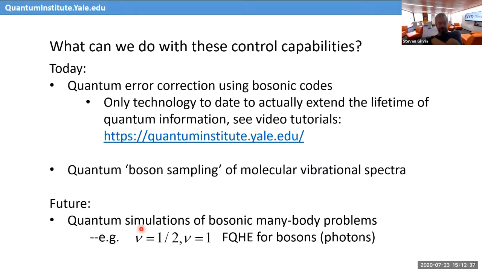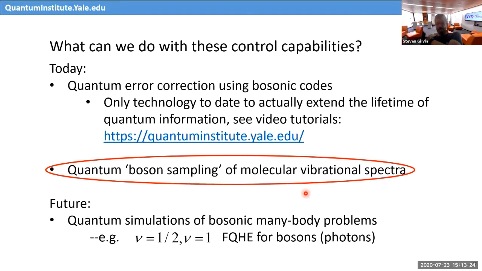For the future, I think we could make lattices of these oscillators. And we have control that'll let us simulate interactions among the bosons and let them hop around on lattices in the presence of an artificial gauge field, so that you could make the fractional quantum Hall effect for bosons, in this case microwave photons, and look at the Laughlin state at filling factor a half for the first time, and look at these peculiar states with non-abelian excitations and so forth.